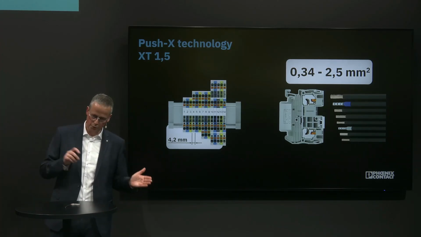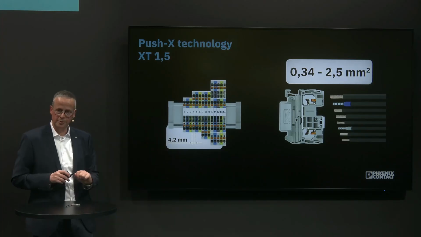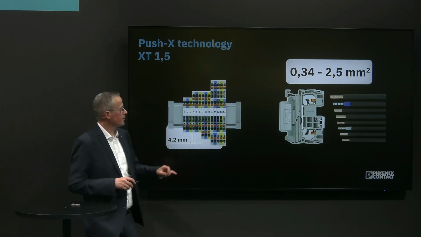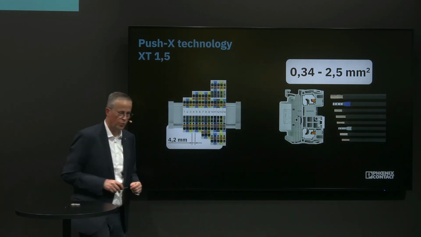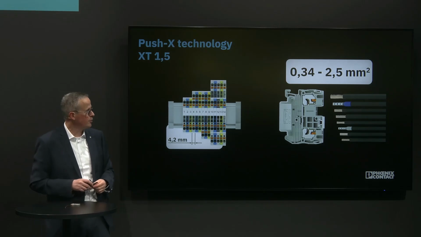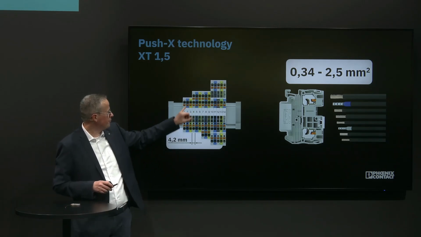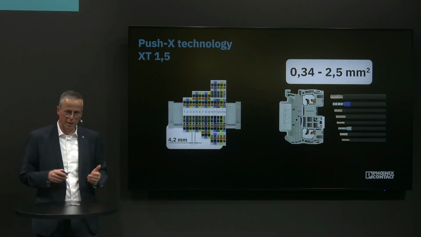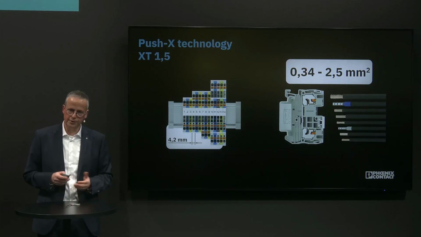So from the bottom to the top. It has a pitch of 4.2 millimeter. So for those of you who want to save space, this is the right choice. And it's also possible to connect wires from 0.34 up to 2.5 square millimeters. As you can see here on the picture, we have feed-through, we have twin, we have quattro. We have also the double lever terminal blocks already available. And this is what we present here on the fair.